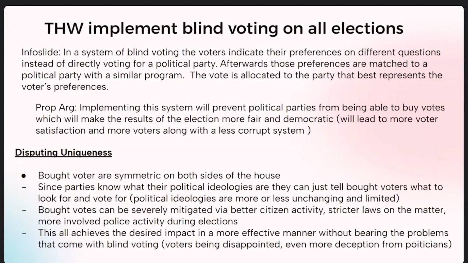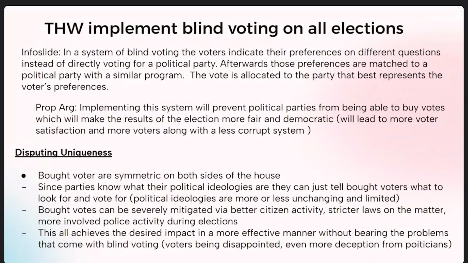Now, here, what I'm going to do is dispute the uniqueness of that argument, because I believe that there are a lot of other ways to stop bought votes than to implement this whole other policy of elections that may bring with it its own set of very unique troubles. So, why I believe that bought voters are symmetric on both sides of the house, why they exist in the proposition and the opposition, and the proposition isn't really solving that issue.